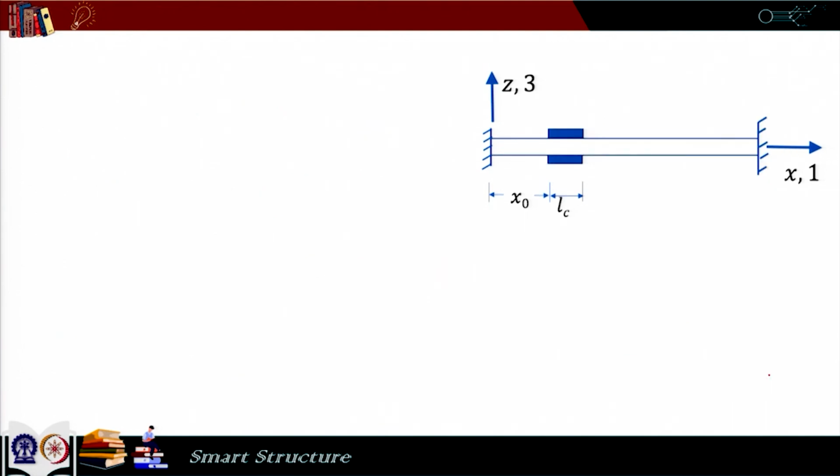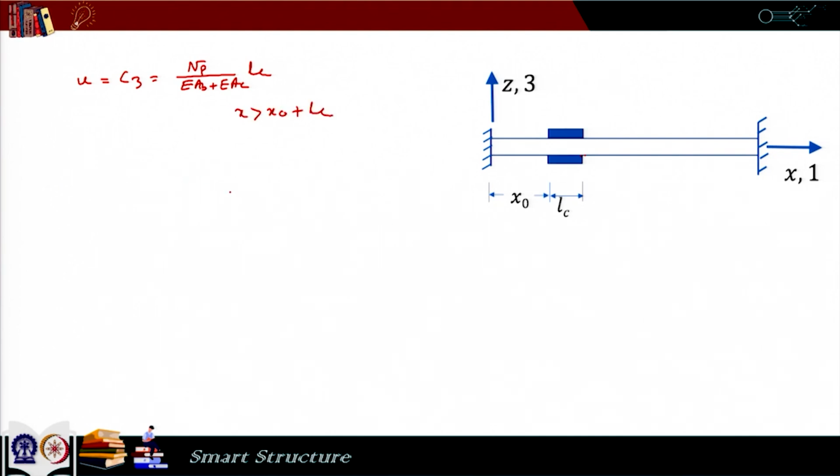Similarly, when we put the other condition, that the displacement is 0 at this side, that tells me that U is equal to C3, which is equal to NP by EAB plus EAC multiplied by LC, when x is beyond x0 plus LC.